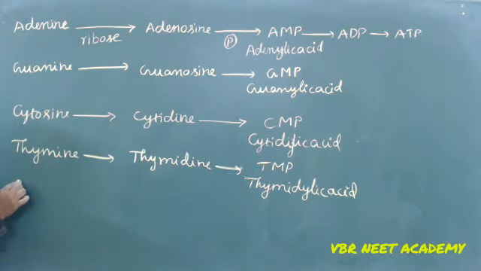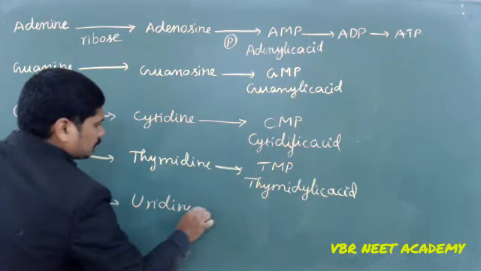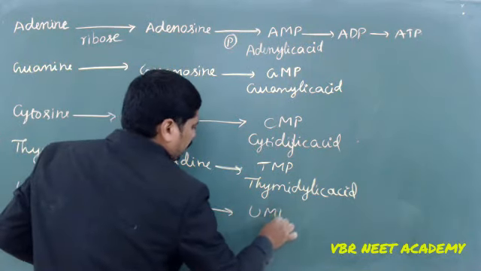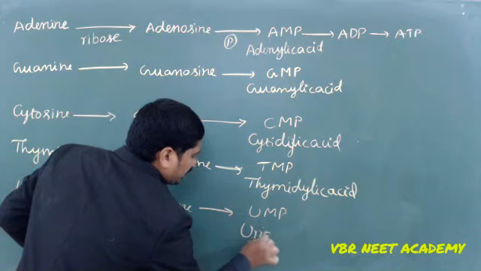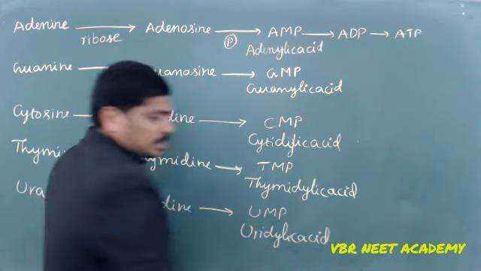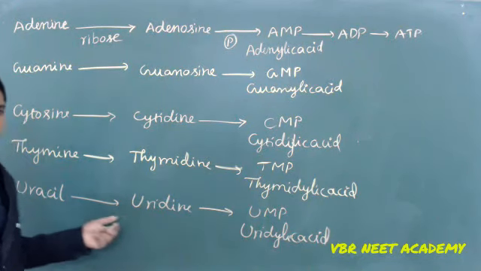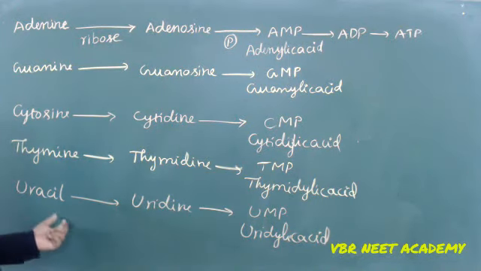Next one, uracil, uridine, UMP, uridylic acid. These are the questions. What way we are able to get is, when we are going to take uracil, what is it going to be? It's a base, pyrimidine. If you are taking uridine, what is it? Uridine is a nucleoside which is formed by the ribose and this one.